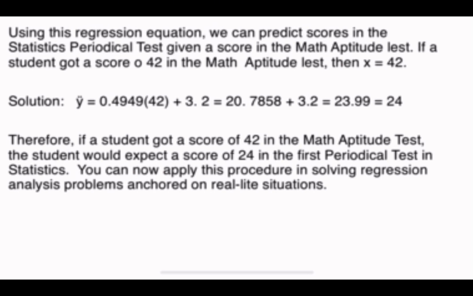Therefore, if a student got a score of 42 in the math aptitude test, the student would expect a score of 24 in the first periodical test in statistics. You can now apply this procedure in solving regression analysis problems anchored on real-life situations.